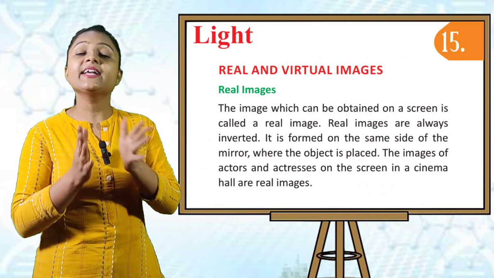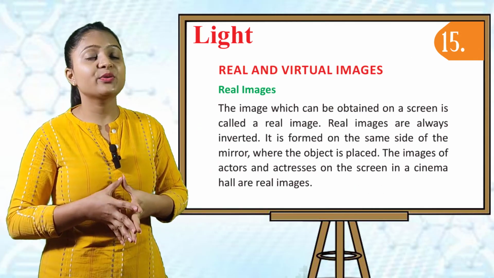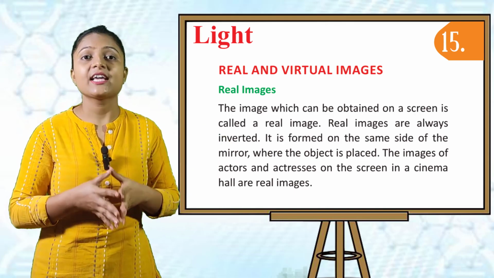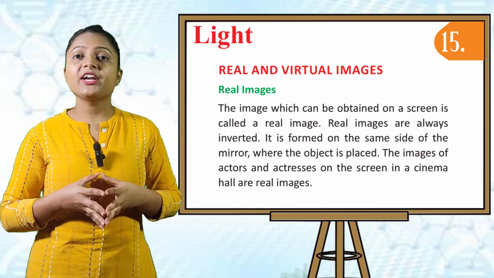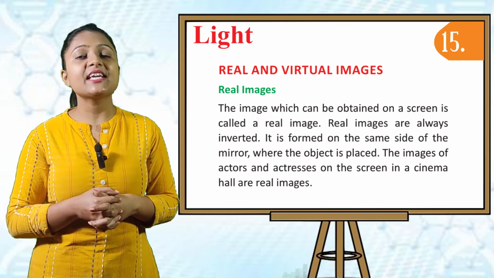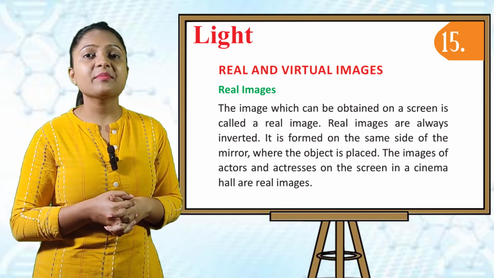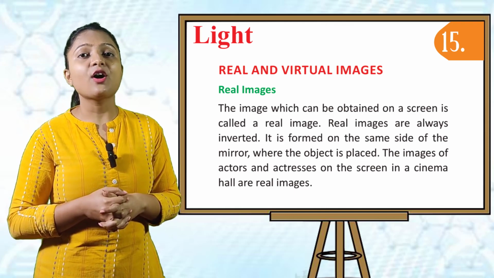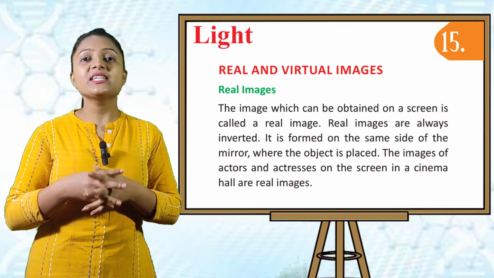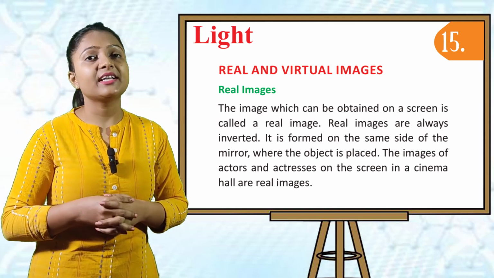Now let's learn कि real और virtual images कैसी होती हैं और क्या क्या होती हैं. Let's first start with real images. The image which can be obtained on a screen is called a real image. Real images are always inverted. It is formed on the same side of the mirror where the object is placed. The image of actors and actresses on the screen in a cinema hall are real images.